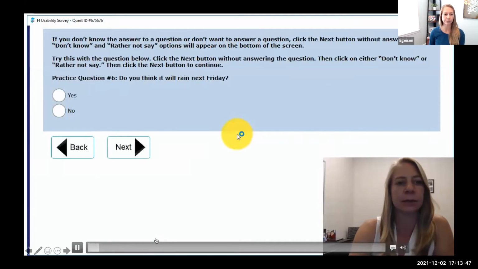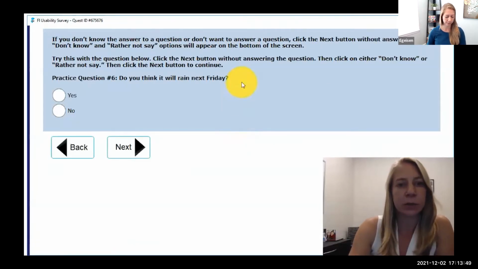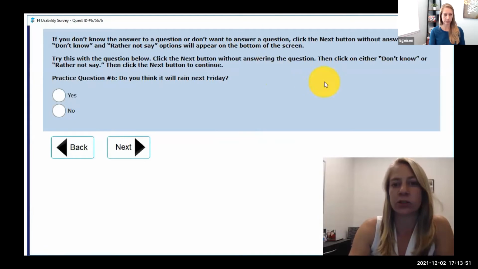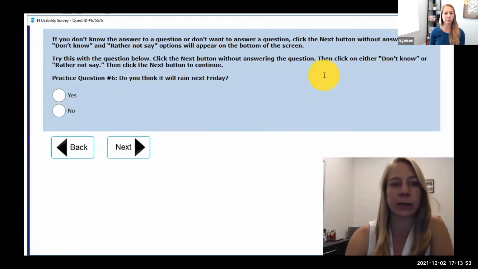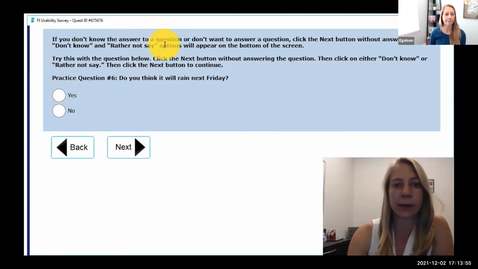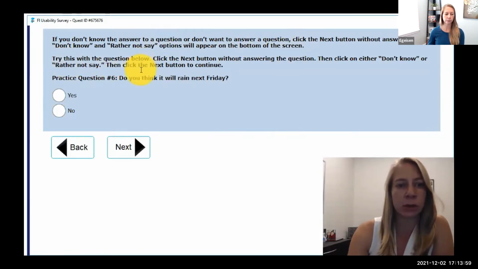Next. If you don't know the answer to a question or don't want to answer a question, click the next button without answering. The don't know and rather not say options will appear on the bottom of the screen. Try this with the question below. Do you think it will rain next Friday? Click the next button without answering the question, then click on either don't know or rather not say, then click the next button to continue.